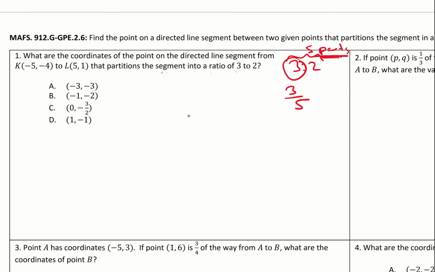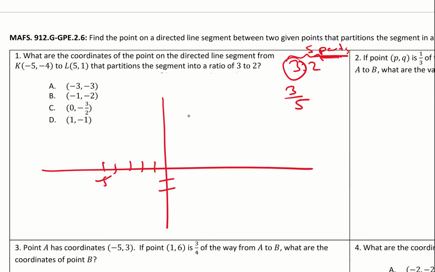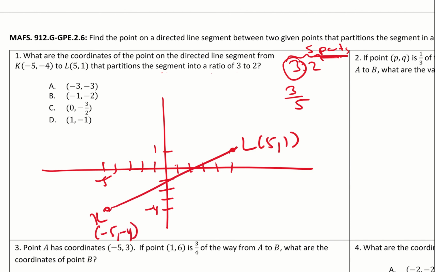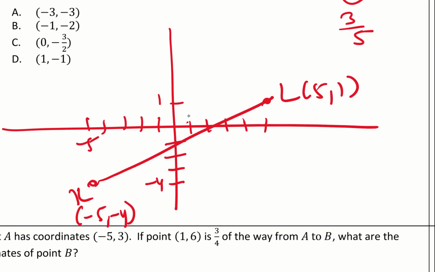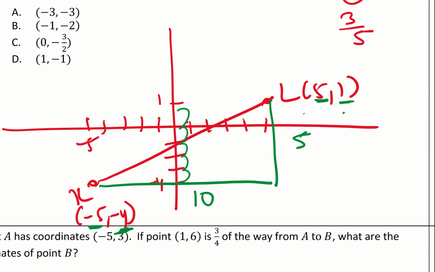So for K to L, what you're going to do, let's go ahead and draw it out. That's K, and that's L. So we got a line segment, and basically we want to split it into 5 pieces. Now what we do here is we find the x distance and the y distance, okay? So the distance in the x direction, which is from -5 to 5, is 10. The distance in the y direction from -4 to 1, well, it's 5, right?